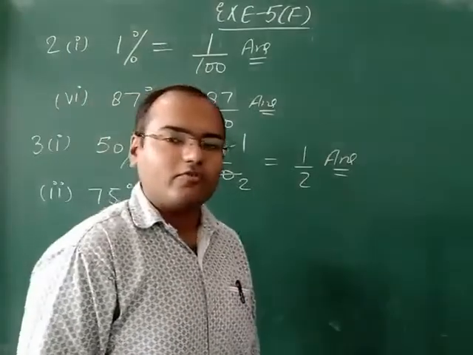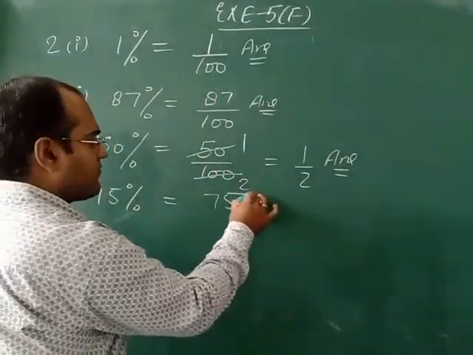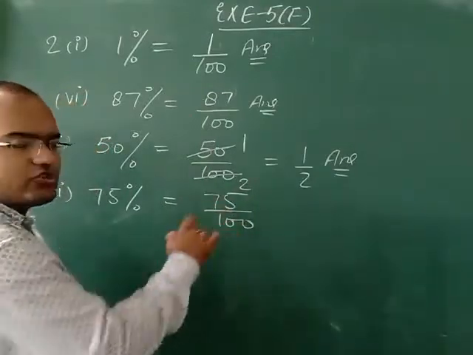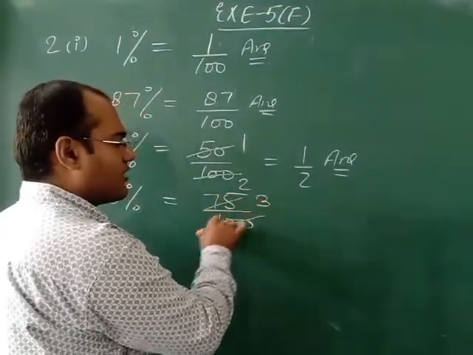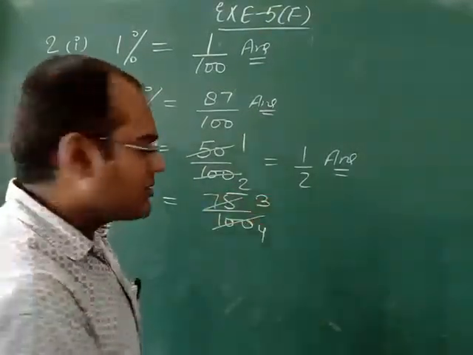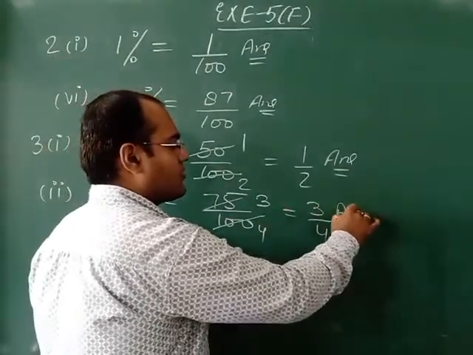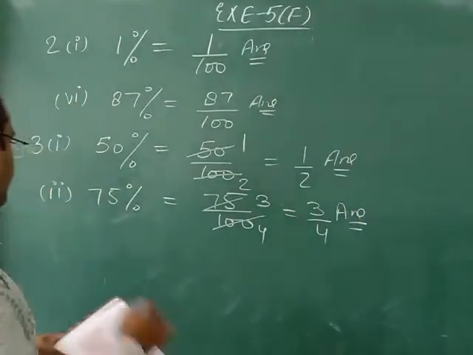75%. So here what you have to do, first of all we will remove the percent sign. So this will become 75 upon 100. Now we will cancel these two with the table of 25. 25 times 3 is 75, 25 times 4 is 100. So the final answer on solving we are getting 3 upon 4. So this is the answer of part number third.